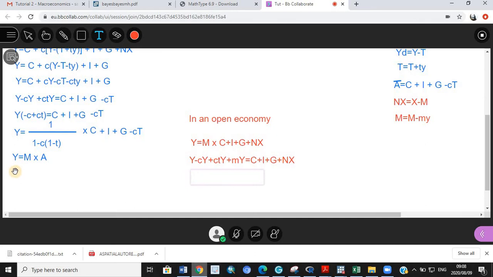And all of the multiplier would be, let me just write it here. The multiplier would be Y equals to M, the multiplier in this case. I'll just write the division line, 1 minus c, 1 minus t plus m. This is going to be our overall multiplier. This is basically the expenditure multiplier.